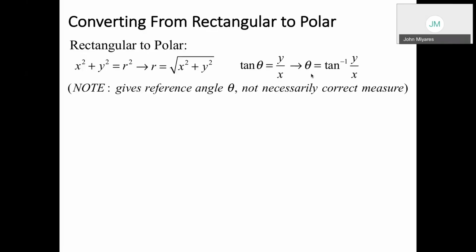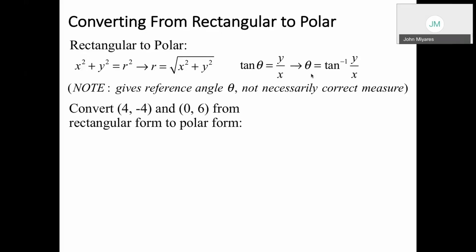As was discussed a couple of slides ago, there are literally an infinite number of ways that an angle can be represented, based on whether you want to go with something coterminal or you want to see a negative r value. So what I would strongly recommend is that you always draw a quick picture to check for reasonableness of the placement of your angle before you submit any final answer. Let's say we wanted to convert the points 4, -4 and 0, 6 from rectangular form to polar form.